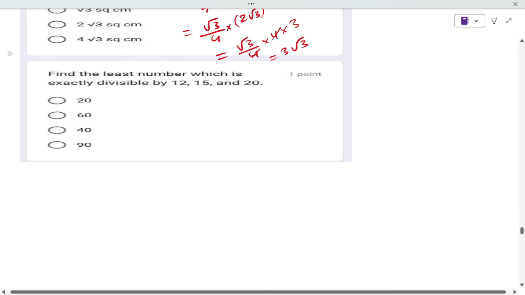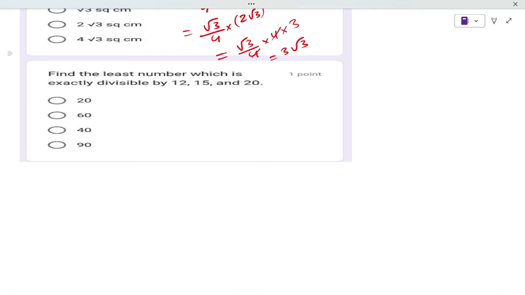Find the least number which is exactly divisible by 12, 15 and 20. Least number, just find the LCM. 12, 15, 20. 20 is the greater number. Multiples of 20: 1 times 20, 2 times 40, 3 times 60, 4 times 80 and so on. 20 is divisible by 15 and 12? No. 40 is divisible? No. 60 is divisible? Yes. 12 how many times? 5 times. 15 how many times? 4 times. So 60 is the answer.